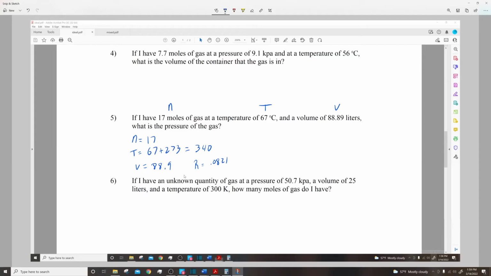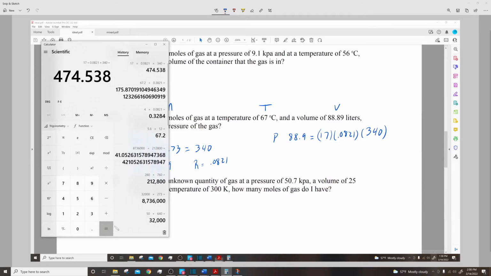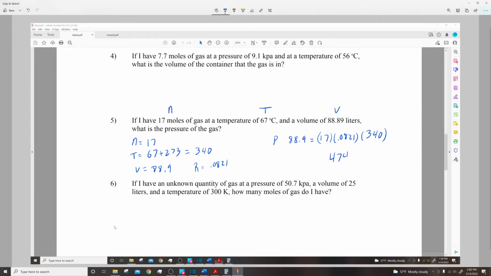We've got P, which is what we're solving for. Our V is 88.9. And that's going to equal 17 times 0.0821, put that in parentheses too, and then our temperature is going to be 340. And that's it. With this one, let's multiply those numbers. We've got 17 times 0.0821 times 340. That gives us 474.5. And then our last step is going to be to isolate that variable.